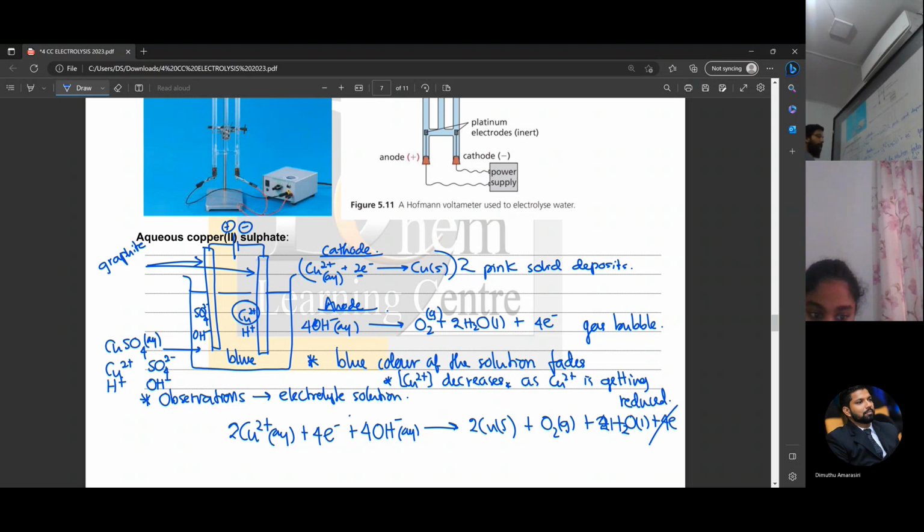Now the 4 electrons are getting cancelled. Nothing else is going to get cancelled. So this shows your solution. The color is fading because copper 2 plus is used.